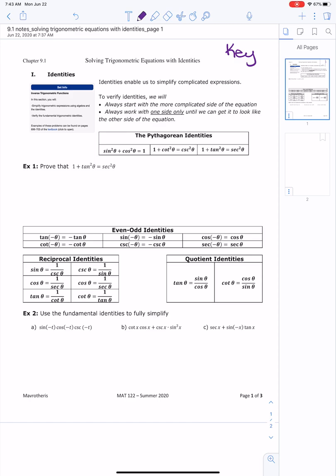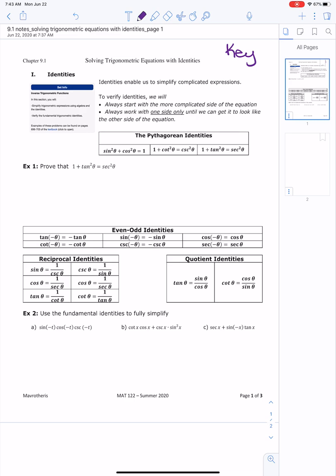9.1 notes, solving trigonometric equations with identities. This is page 1. So we're going to start with a review of some of the stuff we've already looked at, okay? And we are going to use what we know to verify identities.